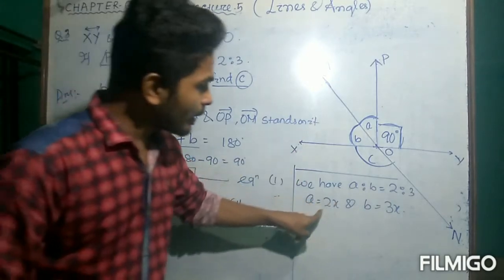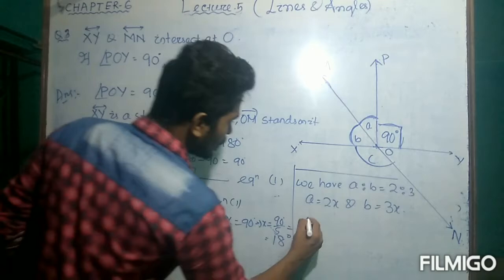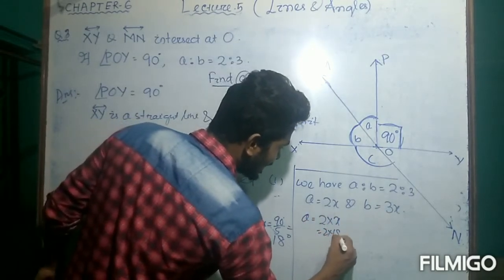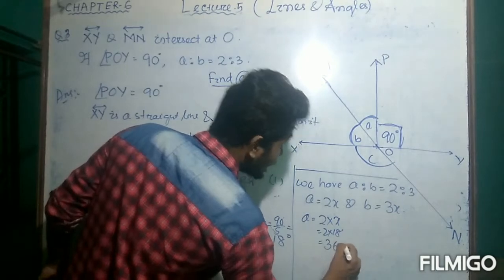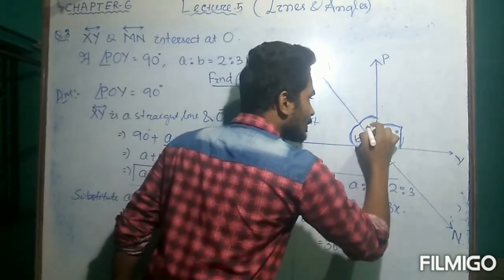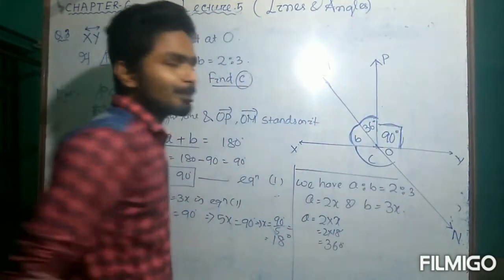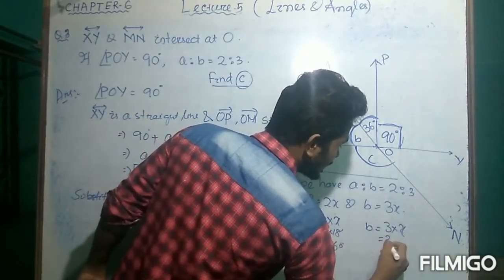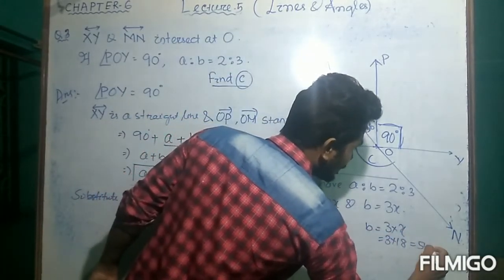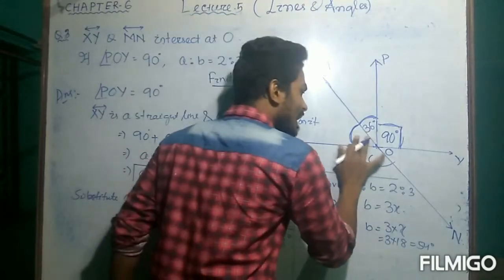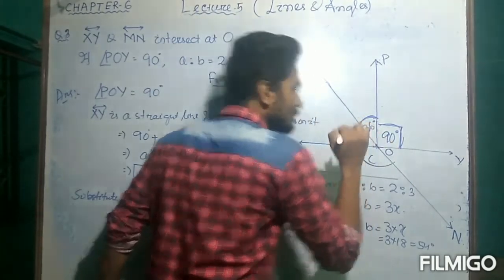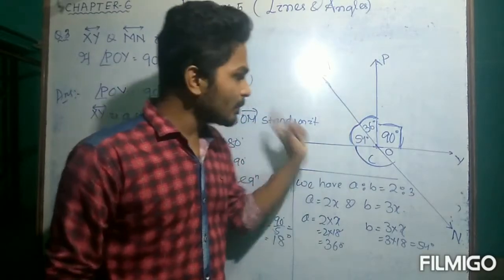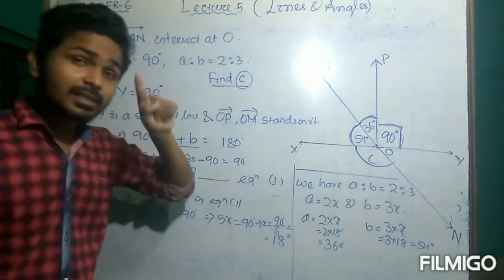Now we can find the value of A and value of B. So A will be how much? 2x means 2 into x means 2 into 18 degree, that is 36 degree. So you get this value is 36 degree. Understood? Now B is equal to 3 into x. So 3 into 18, that is 54 degree. So the value of this angle is 54 degree. Understood? So by using this process, you find the value of angle A and angle B. Now your target is to find the angle C.